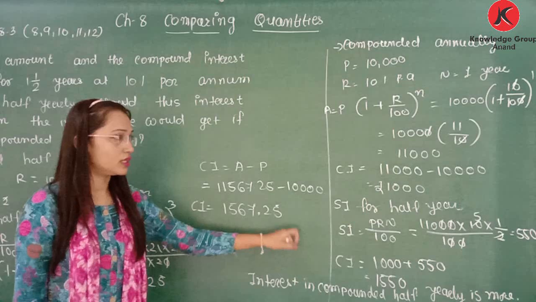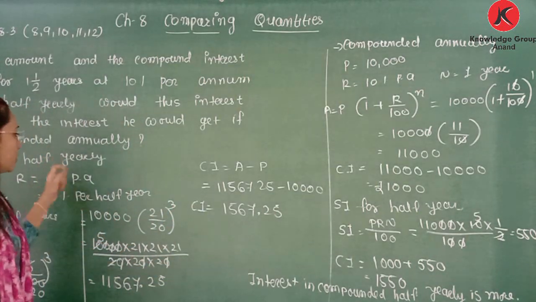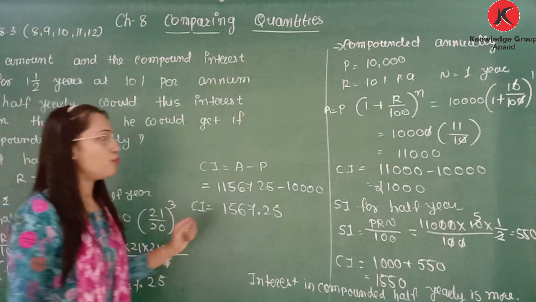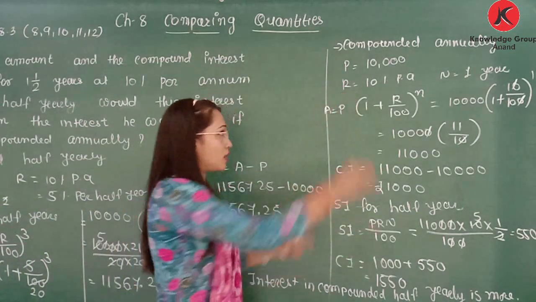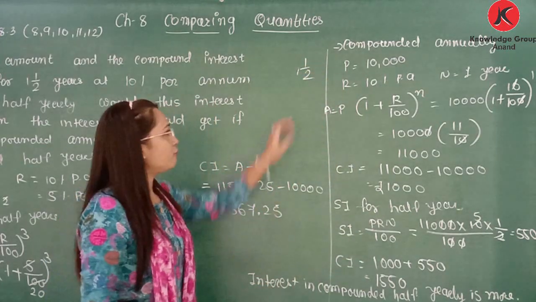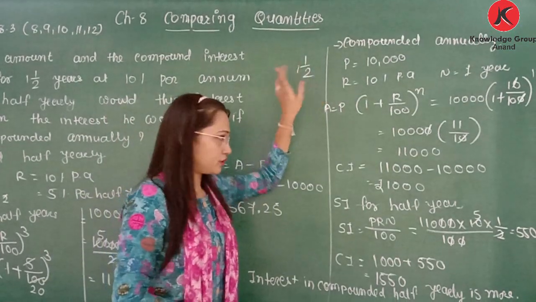Remember, when it is compounded half yearly, you need to divide the rate of interest by 2 and n is multiplied. And when this kind of value is given, 1 and 1 half year and it is compounded annually, then first find the compound interest for 1 year and simple interest for half year.